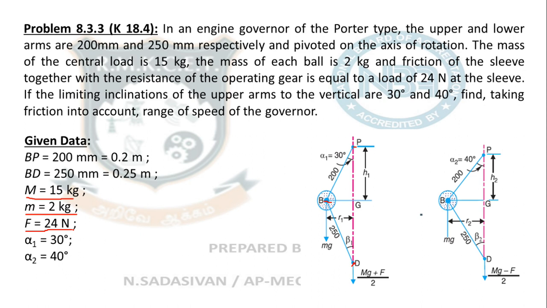Here I would like to point out one thing. In the Kurmi textbook, in the question they have mentioned 25 Newton, but inside the problem everywhere they have used 24 Newton. So there is a mistake in the textbook, and you can correct it. So alpha 1 is 30 degree, alpha 2 is 40 degree.